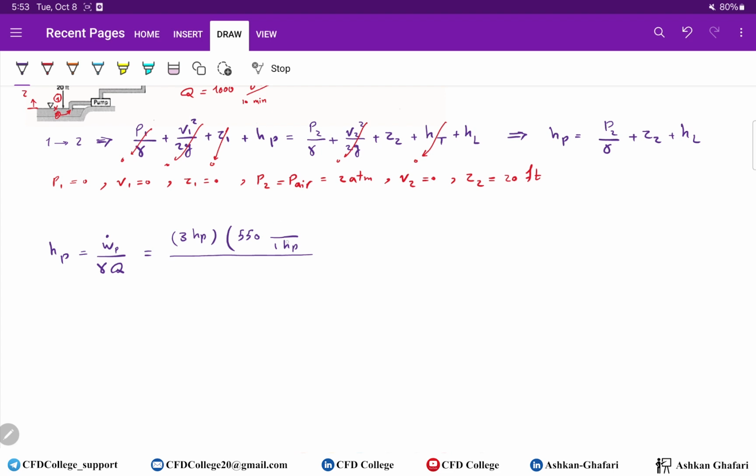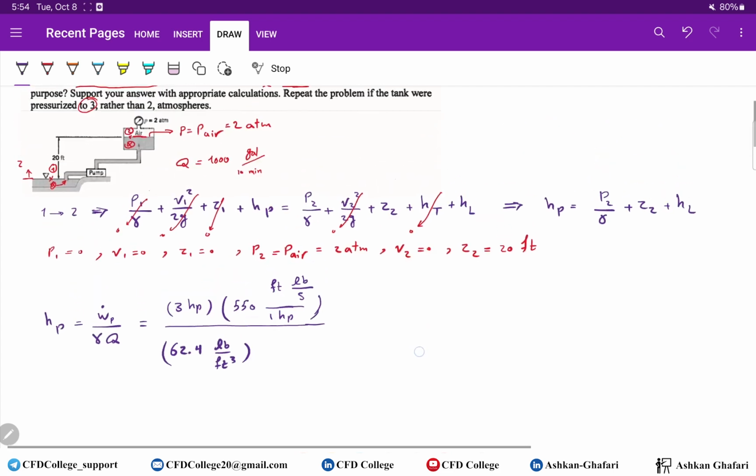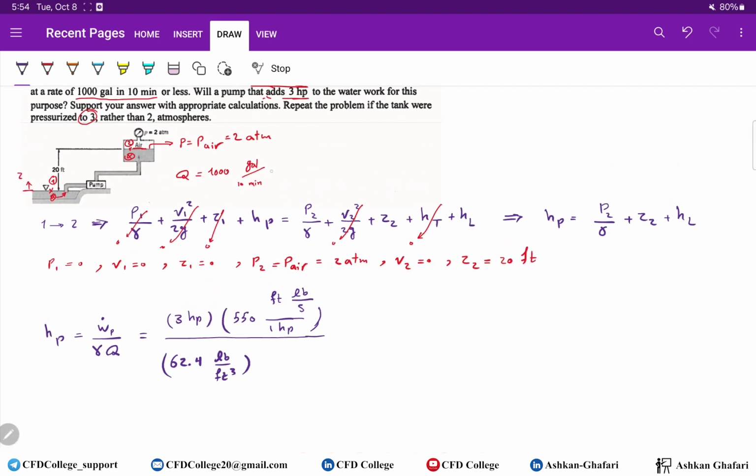Every 1 horsepower equals 550 pounds per second. And gamma times Q in the denominator. Gamma equals 62.4 pounds per cubic feet. So we need to find Q because we have the flow rate in gallons per minute.